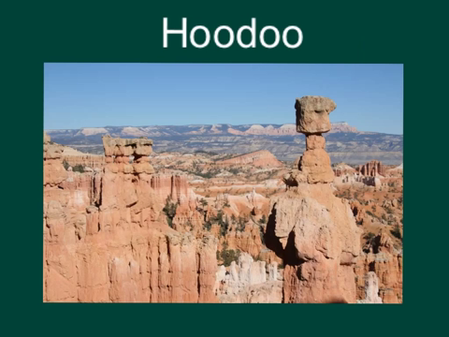Hoodoos are formed by ice erosion. They used to be flat ground until they got cracks in the rock. The water fills the cracks and freezes, which forms ice. The ice pushes against the flat rock until it breaks into columns and becomes hoodoos. This happens all over the world all the time.